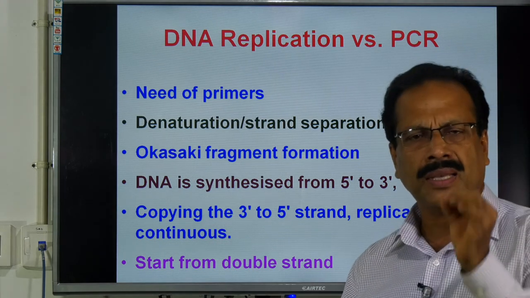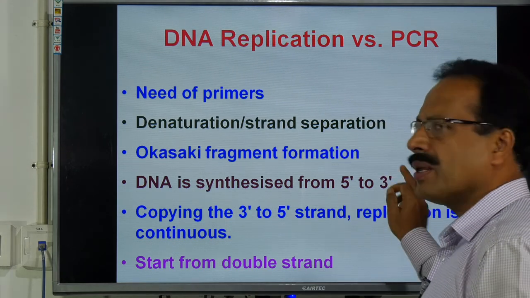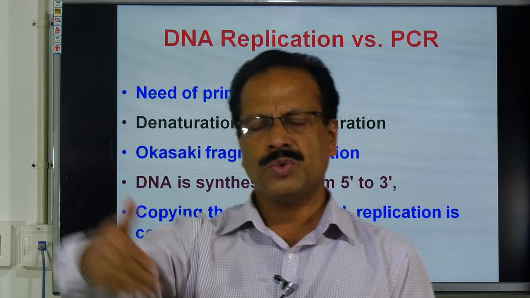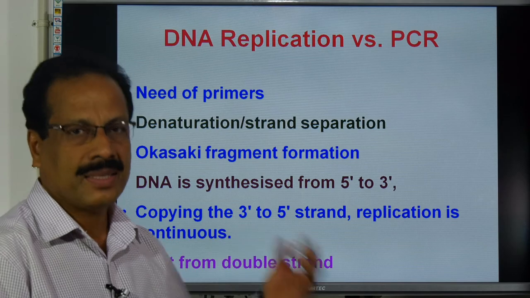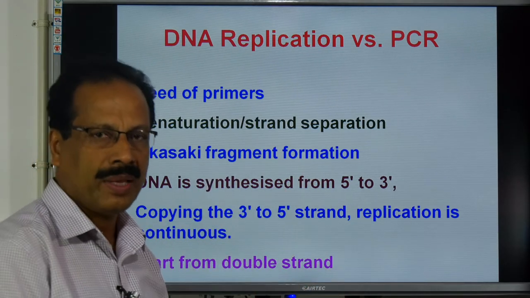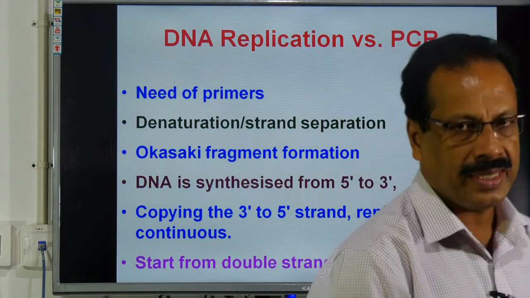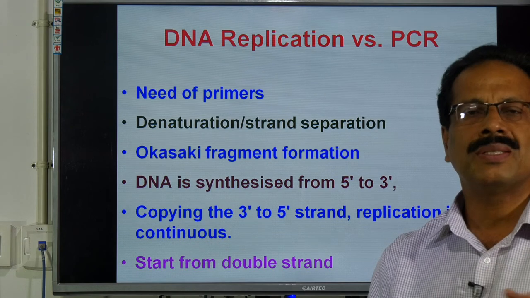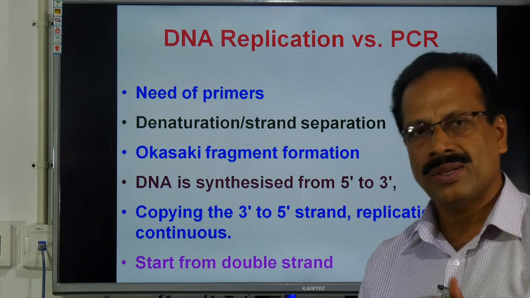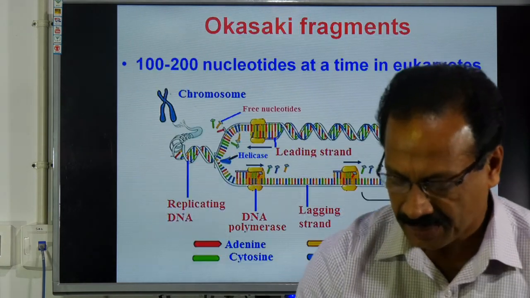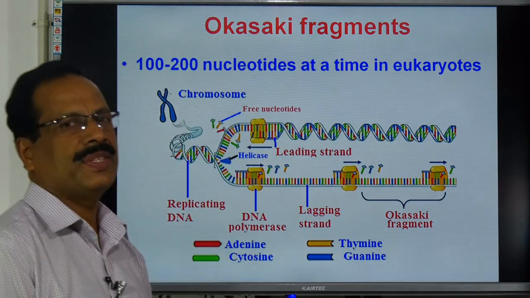In the cell as well as in the PCR tube, DNA synthesis happens in the 5' to 3' direction. So the synthesis proceeds towards the 3' direction, replicating the other strand, that is the 3' to 5' strand, by adding complementary sequences. And the DNA polymerase enzyme can start only from a double strand. How that is achieved in the cell as well as in the PCR tube, we will see later. And this is the picture showing the DNA synthesis within a cell.